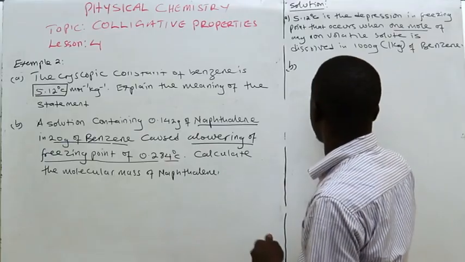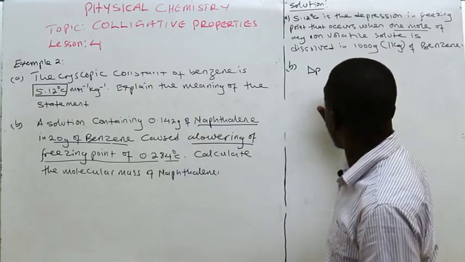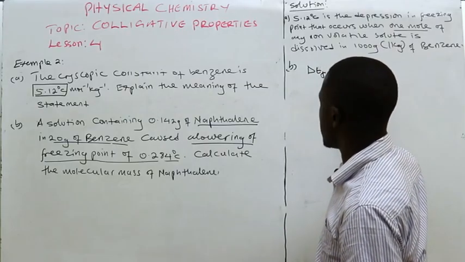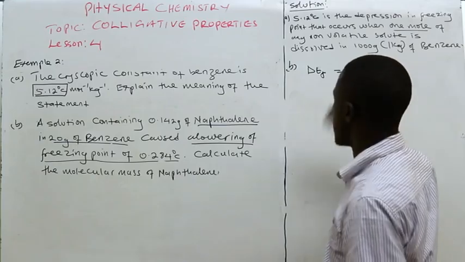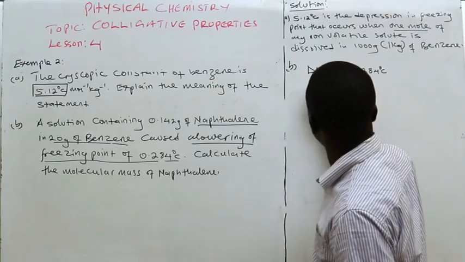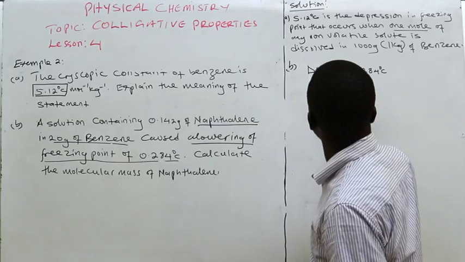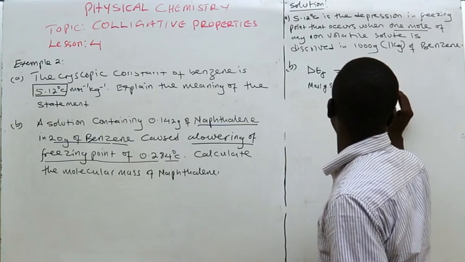So in our solution, we shall say that dT, the depression in freezing point, is 0.284 degrees Celsius. Then they have given us the mass of the solute, which is 0.142 grams.